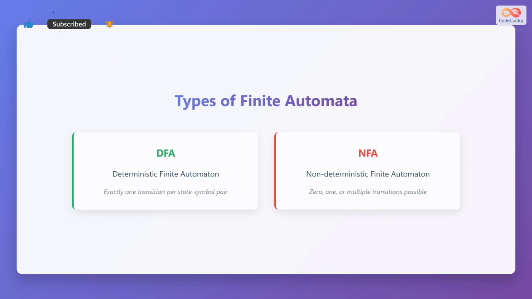There are two main types of finite automata: deterministic finite automata, or DFA, and non-deterministic finite automata, or NFA. In a DFA, for each state and input symbol, there is exactly one transition to the next state. This makes the behavior of a DFA predictable and deterministic. On the other hand, in an NFA, there can be 0, 1, or multiple possible transitions for a given state and input symbol. This introduces non-determinism, as the automaton can follow multiple paths simultaneously. DFAs have exactly one transition per state-symbol pair, whereas NFAs have 0, 1, or multiple transitions possible.